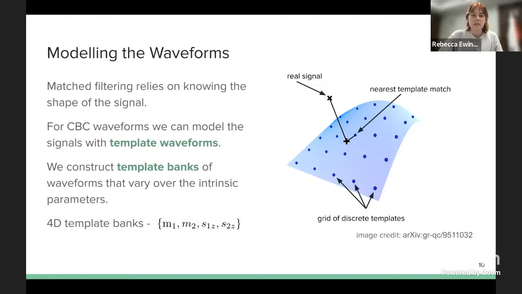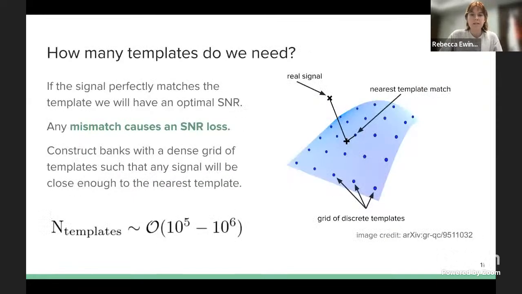Instead, what we have to do is construct what we call template banks, which means basically we choose a parameter space that we're interested in, so a range of masses and spins, and we're going to construct templates covering this entire range. And then we'll filter all of those templates. And so the question there becomes, how many templates do we need to construct? The idea is that if we have a signal that happens to perfectly match the template that we're using, we will get an optimal SNR from the filtering. But any mismatch in the parameters between the signal and our template will cause an SNR loss.